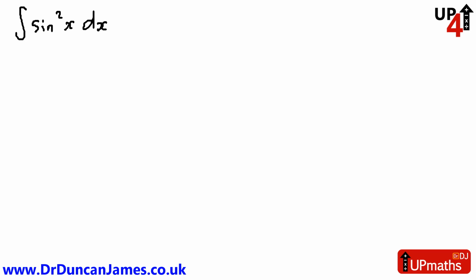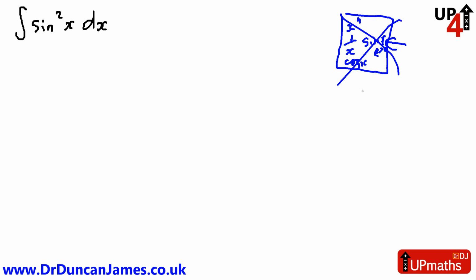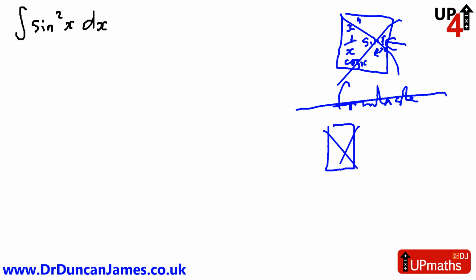So let's follow the standard method. Is it one of the easy ones? Is it like x to the n, or 1 over x, or cos x, or sin x, or e to the x? Easy to think that it's sin x, but it's not, it's sine squared x, doesn't count. Is it on the formula sheet? No. Is it something divided by something else? No. So it's not a log question.